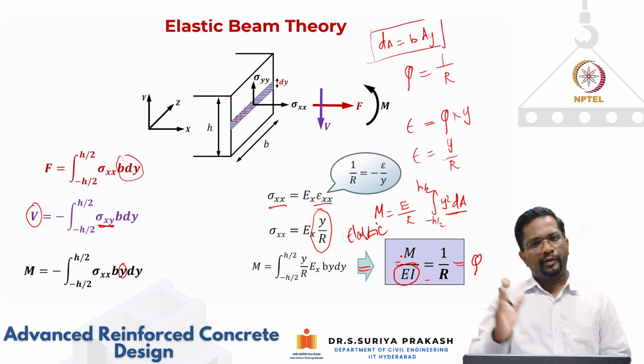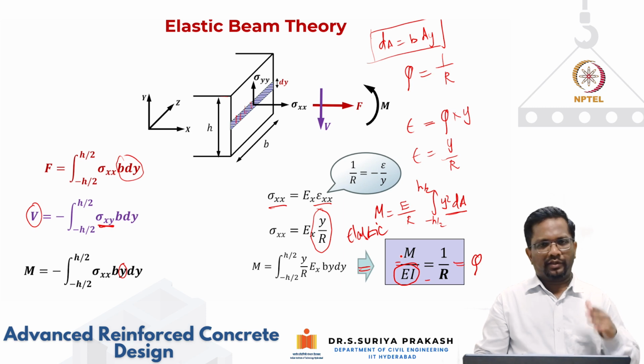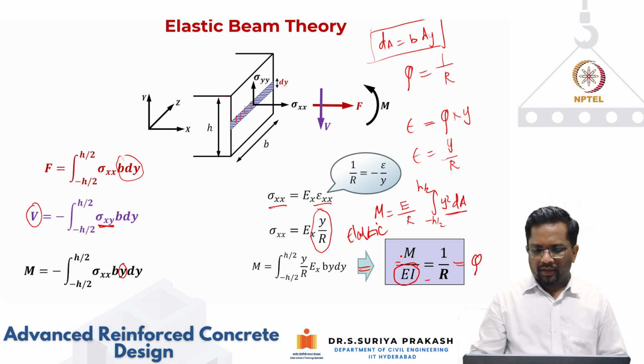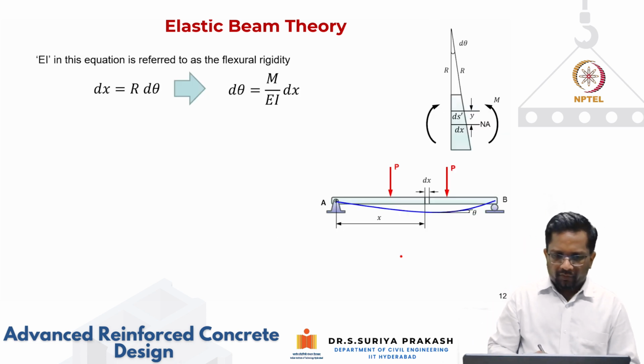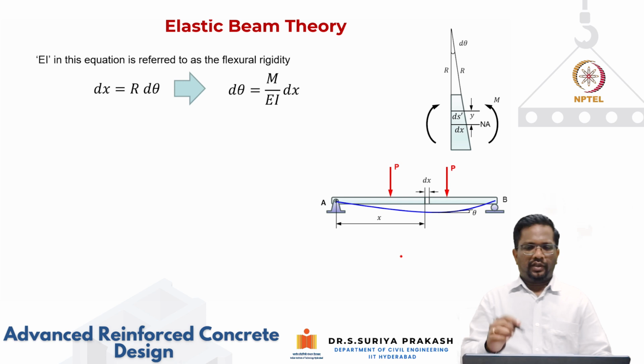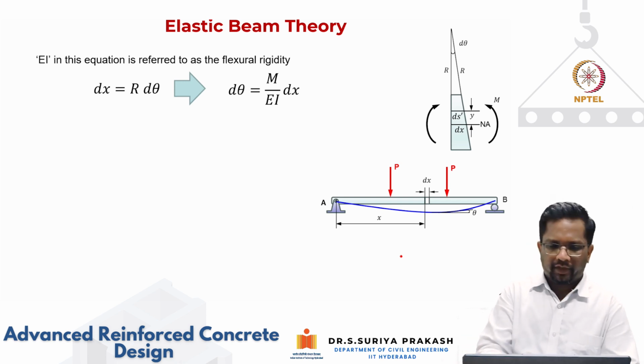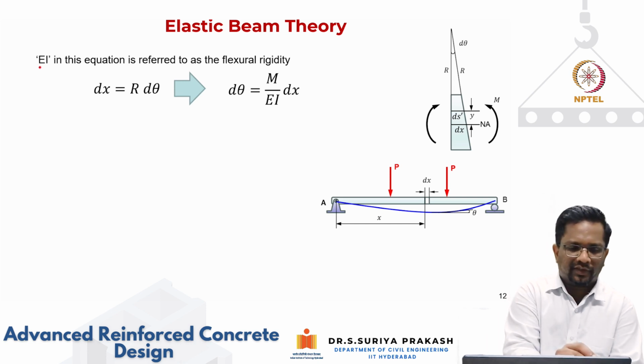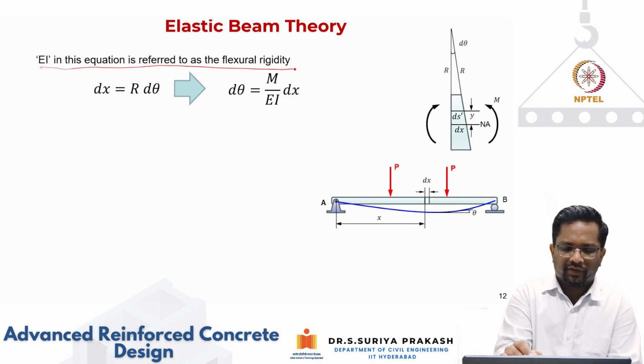So EI value will keep reducing as the section is subjected to more and more bending moment, close to that of your ultimate capacity. Right. So in this section, as we have seen, this is what we have taken. Now, what is it? dx is equal to r into d theta. So as I said, EI is actually referred to as flexural rigidity.